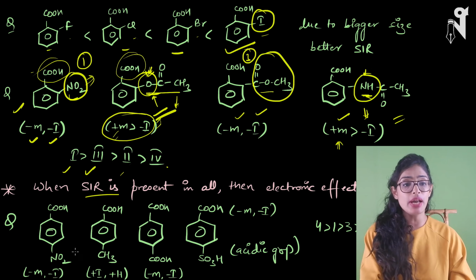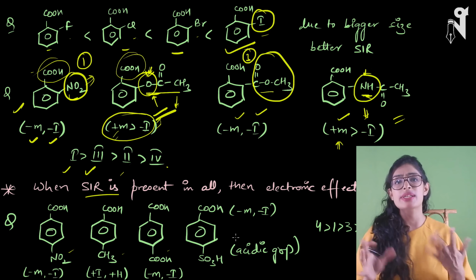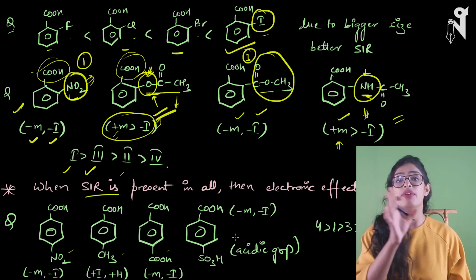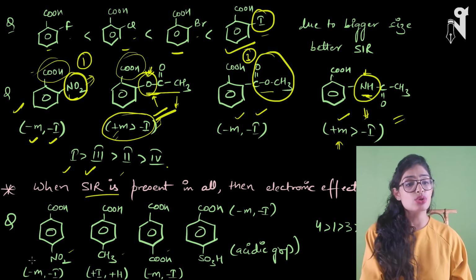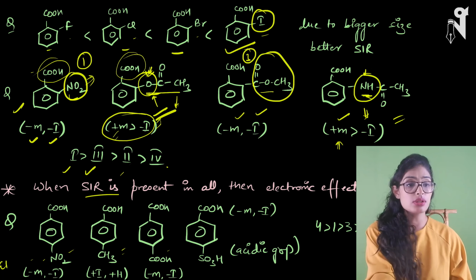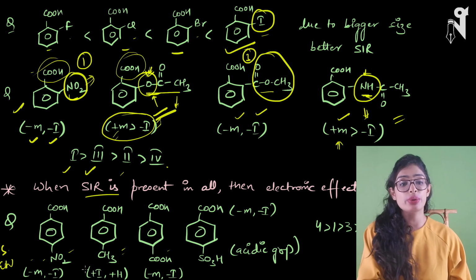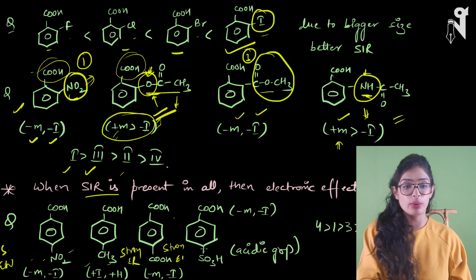Next compound, what we have: NO2, CH3, COOH, and SO3H on the para position. So no SIR here, no ortho effect over here. We are talking about the generic mesomeric effect and the inductive effect. NO2 tends to show -M -I, so this is strong electron withdrawing. CH3 is electron donating through inductive effect and hyperconjugation, strong electron releasing. COOH, again strong electron withdrawing.